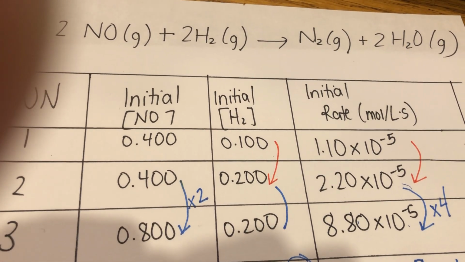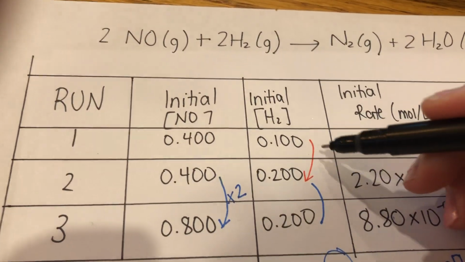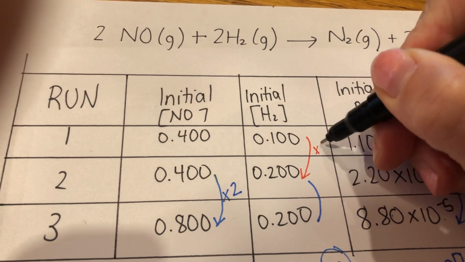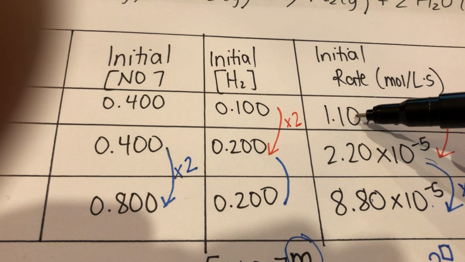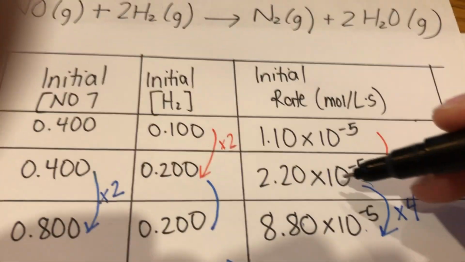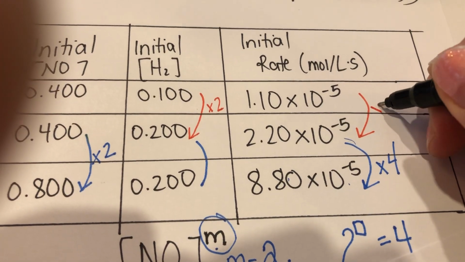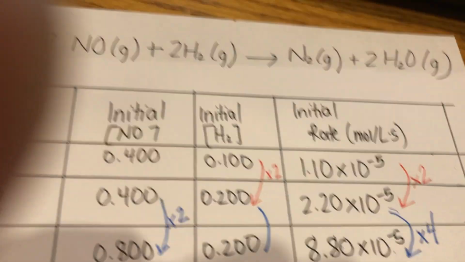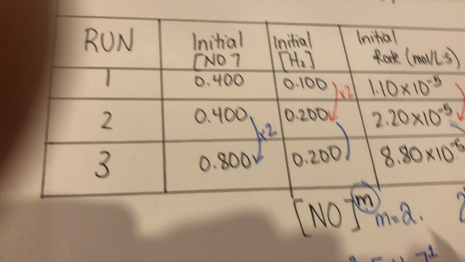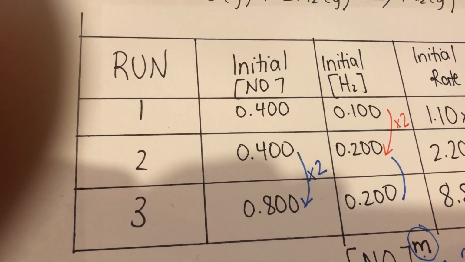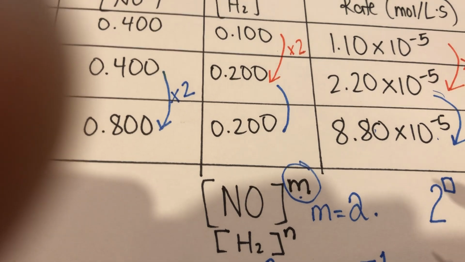Okay, so from 0.1 to 0.2, it is multiplying by 2. And then when you divide this number by this one, 2.2 times 10 to the negative 5 divided by 1.1 times 10 to the negative 5, you also get 2. Okay, so when we're figuring out this exponent, so this time we're trying to figure out H2's exponent, which is n. Okay, so how do we figure that out?